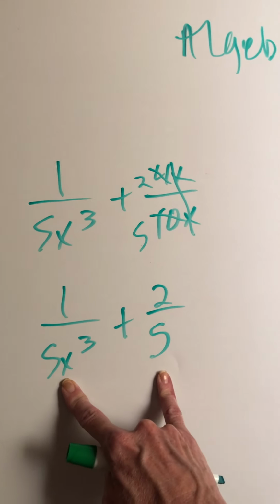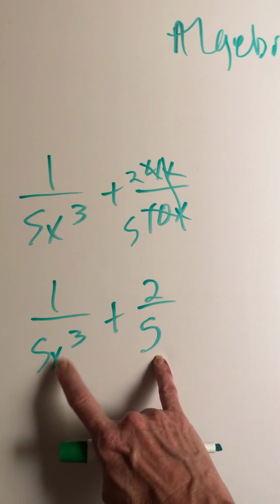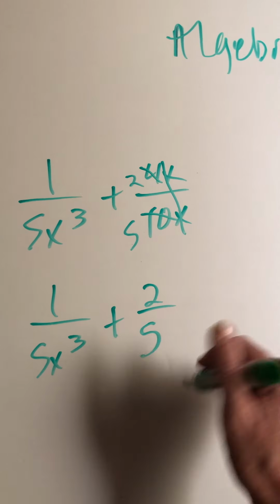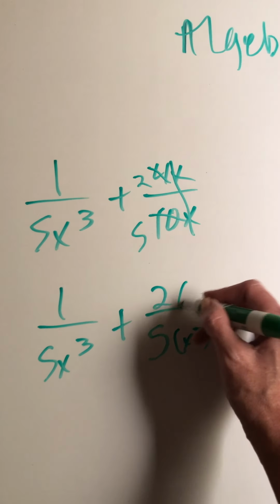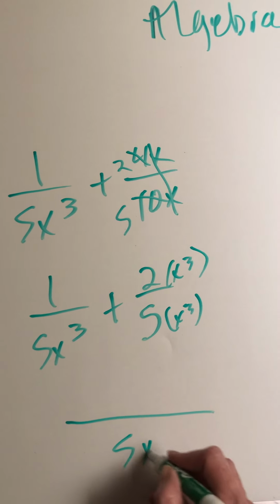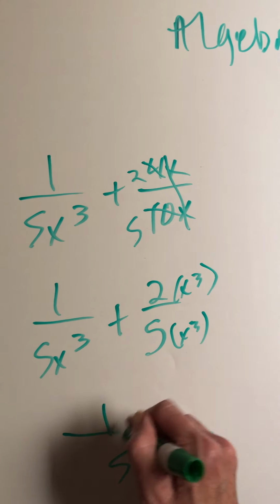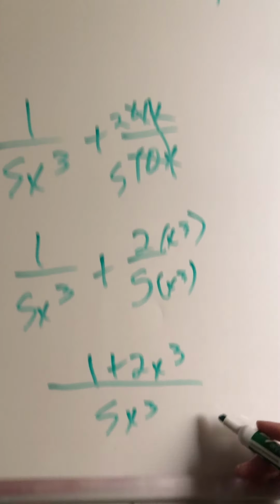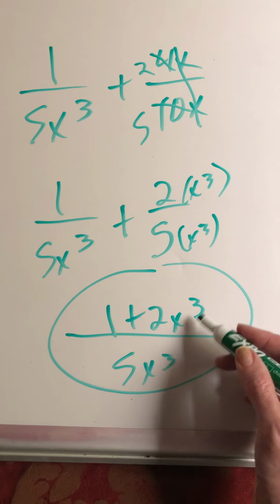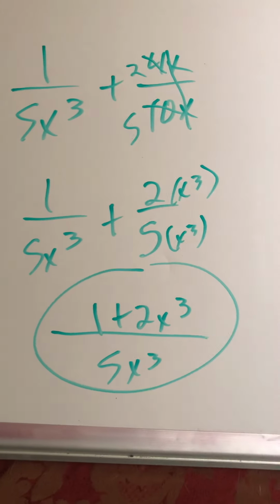So I still don't have a like denominator, but all this 5 needs is that x cubed. The 5 to be 5x cubed needs an x cubed. So you're going to multiply top and bottom by x cubed. So then my denominator is 5x cubed like it should be, because that's 5x cubed and that's 5x cubed now. And then you'd have 1 plus 2x cubed. Again, do not cancel those. You'd be trying to cancel this addition, and you can't do that. So you leave it just like that.